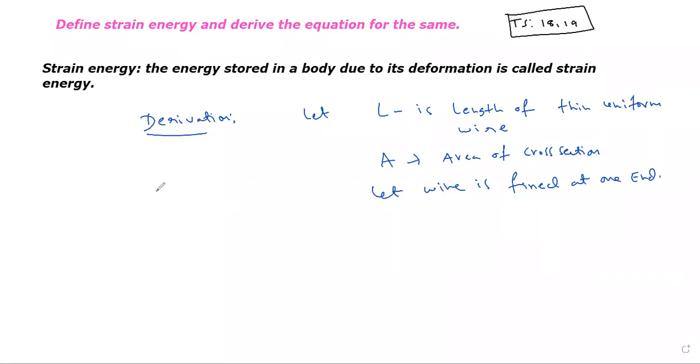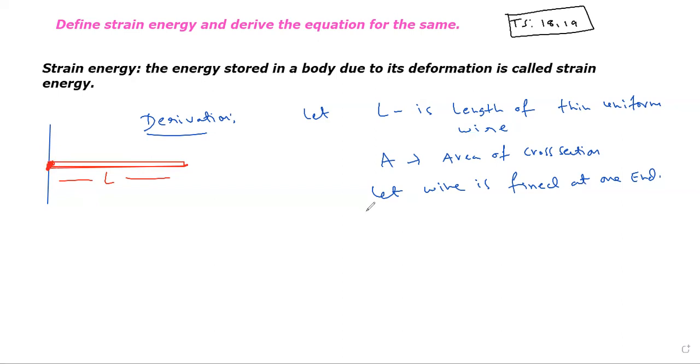Let this be a wall. Now take this as L, the length of the wire. L is the length of the uniform wire, and it has some area of cross section. The wire is fixed at one end.